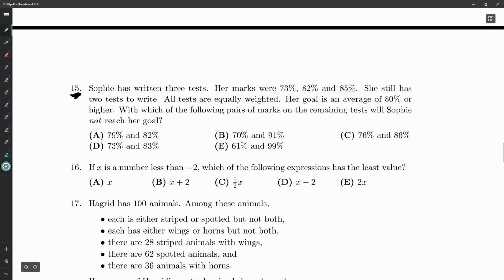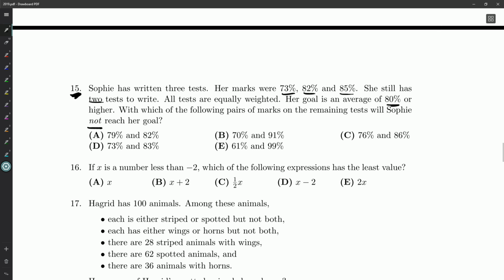Sophie has written 3 tests. Her marks were 73%, 82%, and 85%. She still has 2 tests to write. All of her tests are equally weighted. Her goal is an average of 80% or higher. With which of the following pairs of marks on the remaining tests will Sophie not reach her goal? Not reach her goal. Okay.